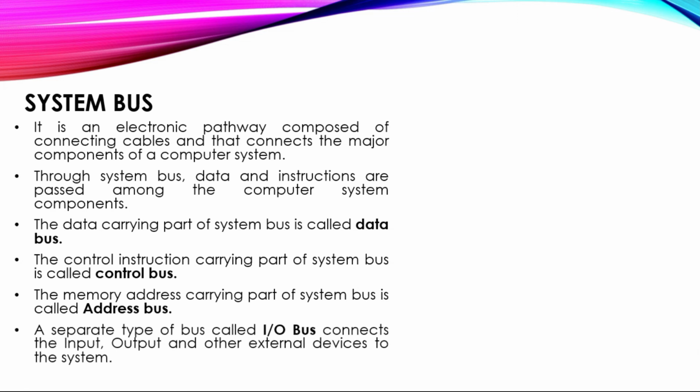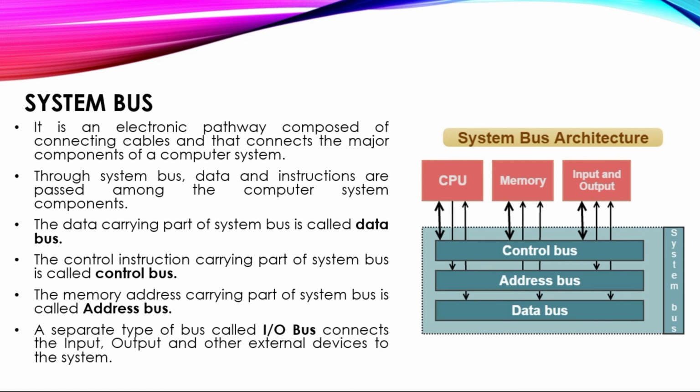Next is your IO bus. IO stands for input output bus. Whatever input and output devices there are, they are attached to the IO bus. Here you can see the architecture of the system bus. So this was about your basic computer organization.